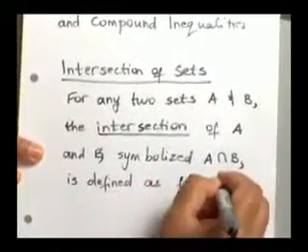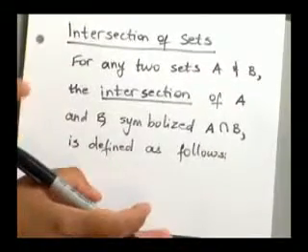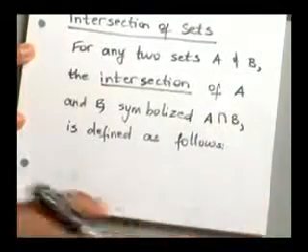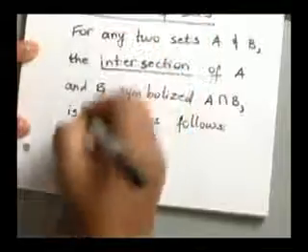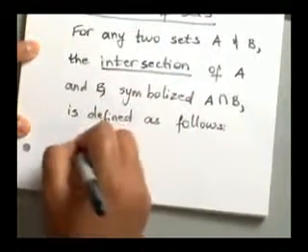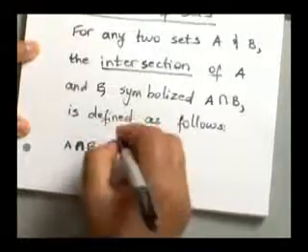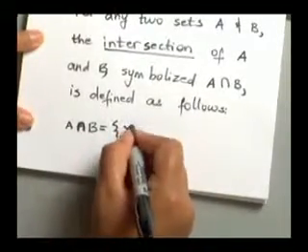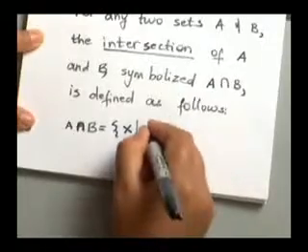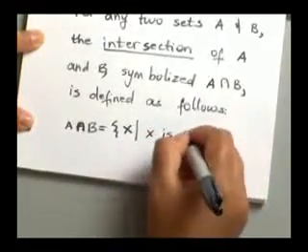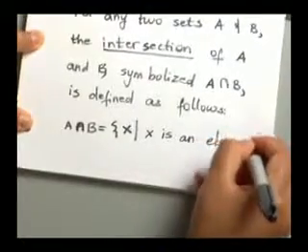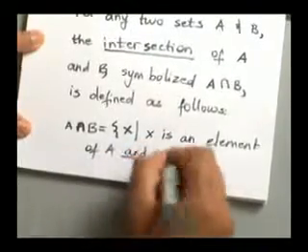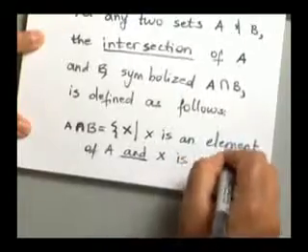Okay, so when you are taking the intersection of two sets, to represent the intersection, we use the symbol A intersect B. That's sort of like an upside down U. It's defined as, and we're using set notation here, the elements x, where x is an element of set A, and x is an element of set B.